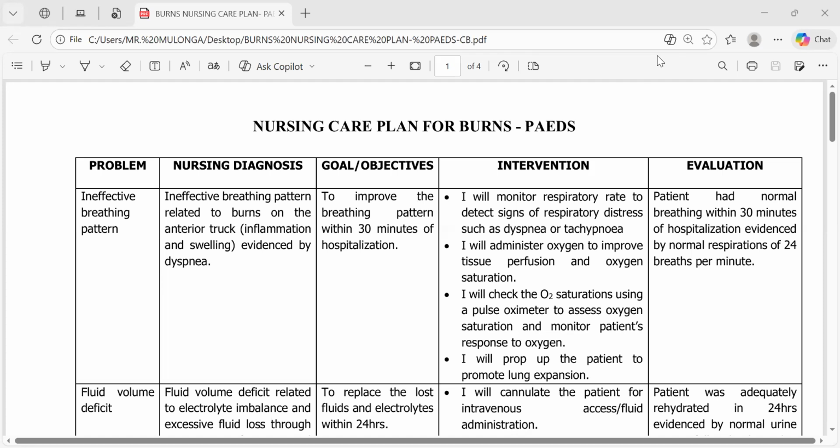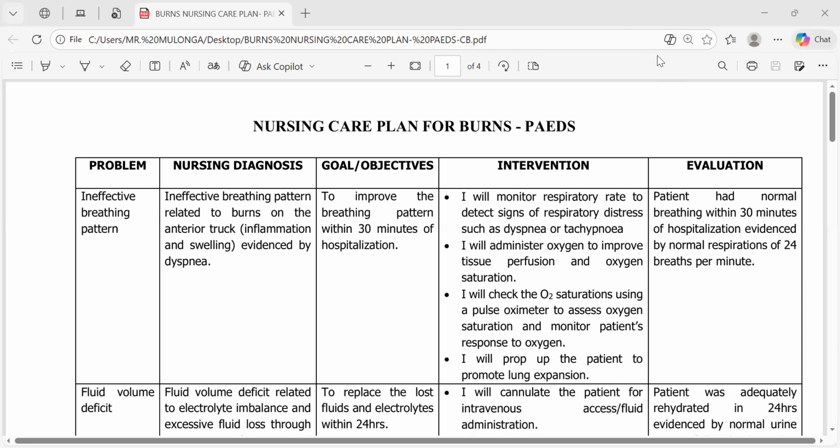So today we are looking at a nursing care plan for burns in pediatrics. This was one of the questions in the 2025 November pediatrics paper 1 in nursing. So let me just read out the question so that we can dive right in.